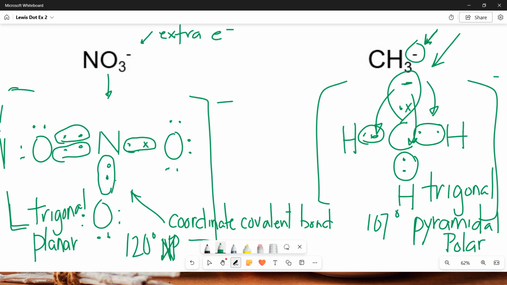The other molecule that will always be polar is your bent structure. And that is because the bent structure is always going to have two unshared pairs of electrons up here. It's because of these unshared pairs of electrons that make it polar.